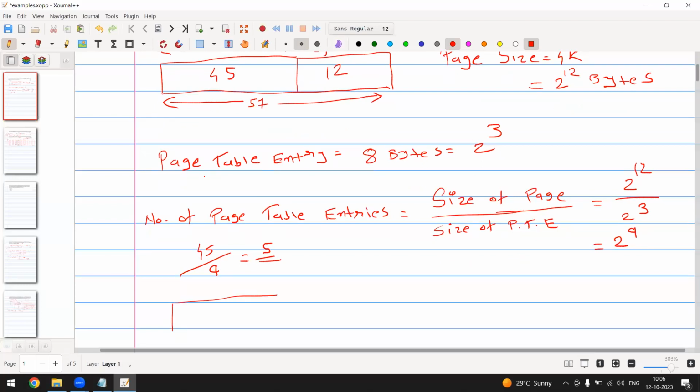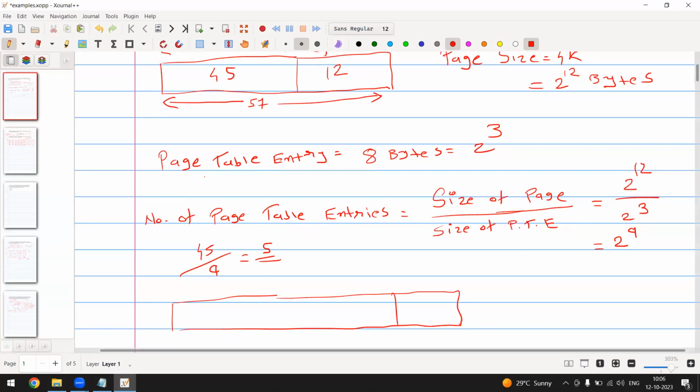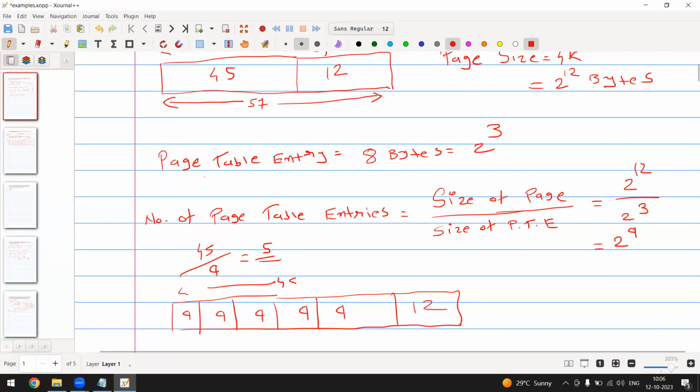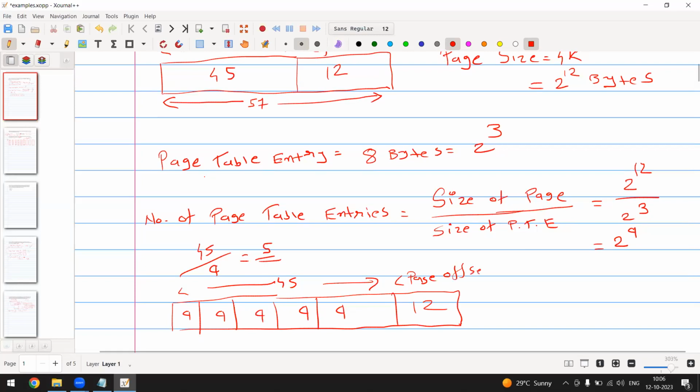Let me break it down more. Your virtual address will look like this. Definitely these 12 bits are used for the offset. So this is the first 9 bits, second 9 bits, third 9 bits, fourth 9 bits, and fifth 9 bits. Like this, you have 45 bits and the remaining is your page offset.